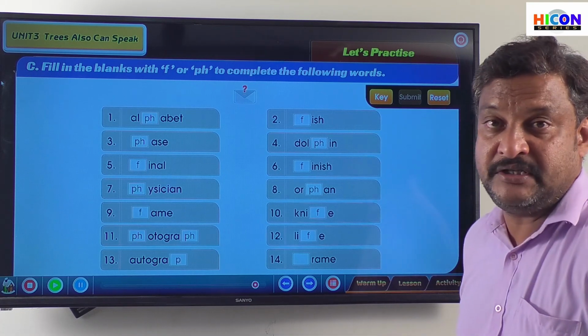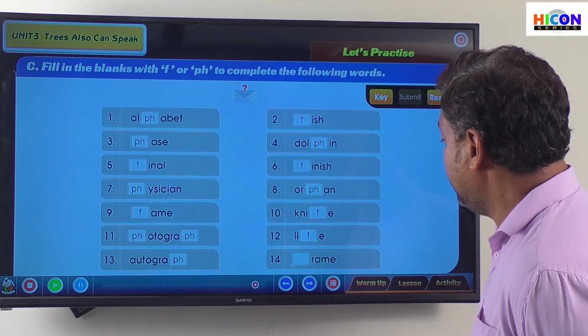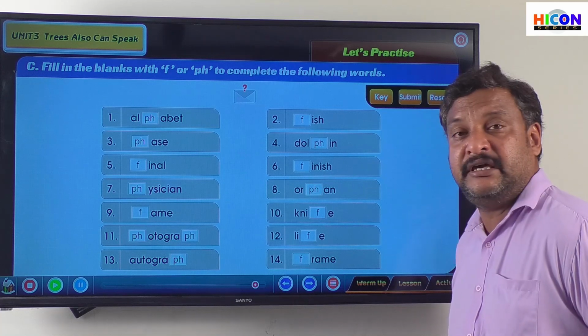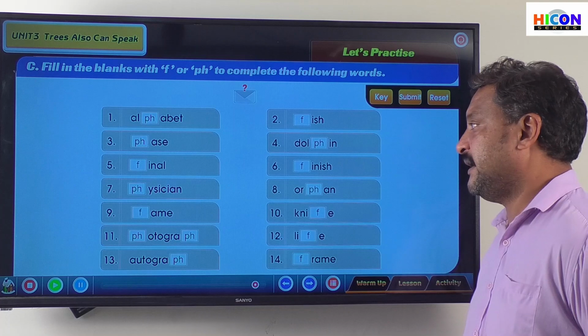A-U-T-O-G-R-A-P-H. What is that? Autograph. 14th one is F-R-A-M-E. Frame. F-R-A-M-E, frame. Right.